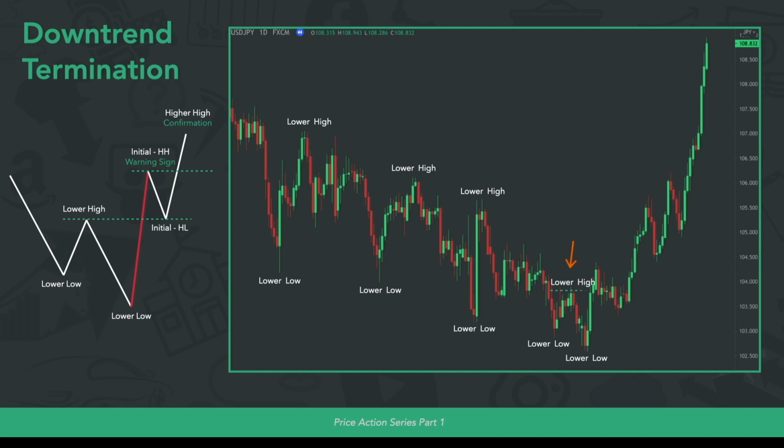So, once we break that level, magkakaroon tayo ng initial higher high. So, this will serve as a warning sign na possible may trend reversal na paparating. Okay? So, nagkaroon din tayo ng initial higher low. So, we can only confirm this once we break this level, yung initial higher high natin. So, once we break that level, magkakaroon tayo ng higher high. So, hindi na siya initial, but confirmation na nasa uptrending market tayo. So, magkakaroon tayo ng higher low, higher high, and then higher low. Right? So, nasa uptrending market na tayo.